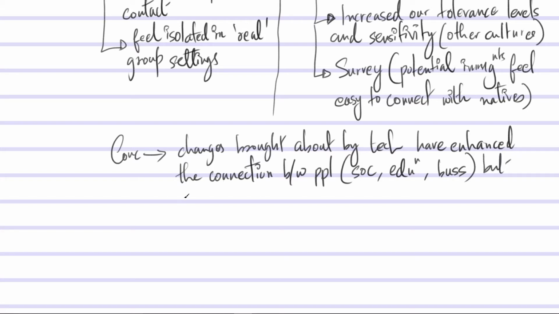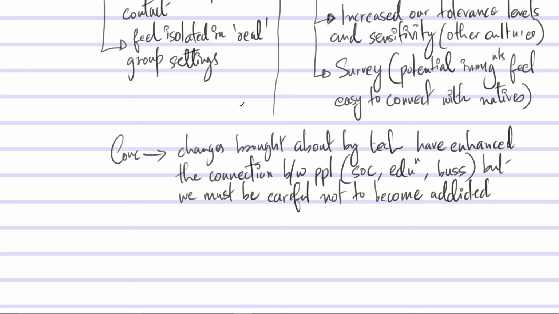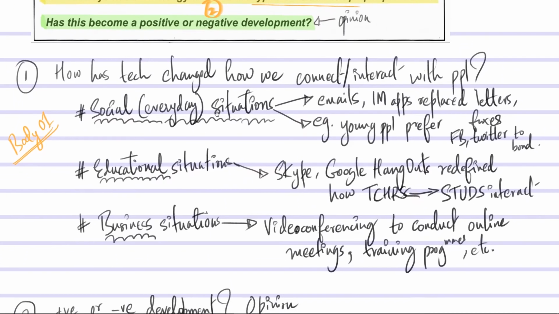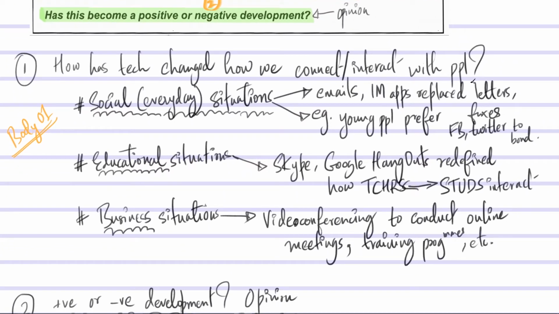But we must be careful not to become addicted to the virtual channels, the modern day communication platforms that have made our lives easier. We must not be addicted to them. Otherwise, it can be a bane and not a boon. So now I think we have a good enough plan. How has tech changed how we connect or interact with people in social, in educational, and in business situations?